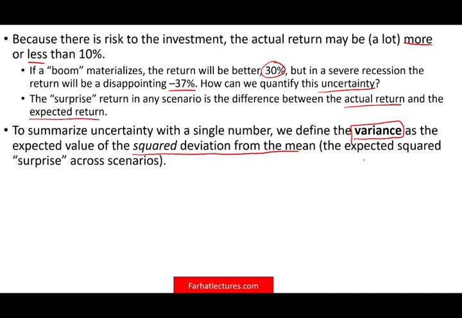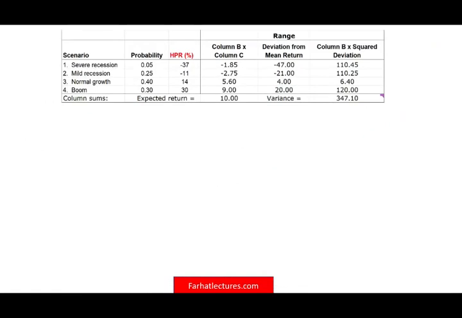How do we compute the variance? Let's look at the formula first, and then we're going to compute it. It's pretty straightforward. It's the sum of the probabilities times the return given a scenario minus the expected return, which for us is 10%, raised to the second power. Simply put, let's take a look at it here. We already looked at the probabilities, the holding period return, and the expected return.